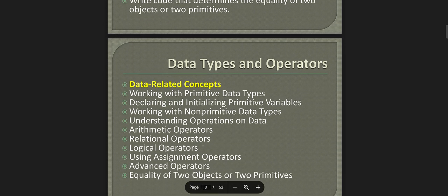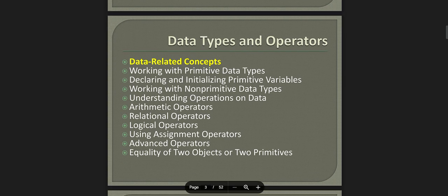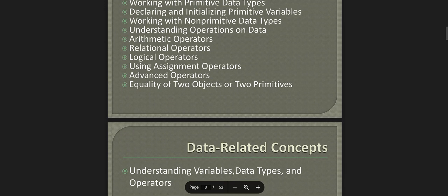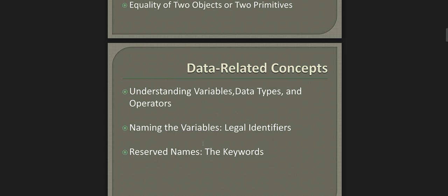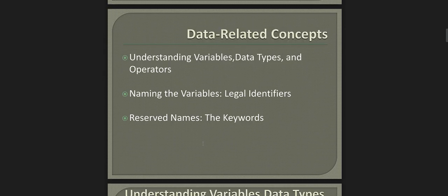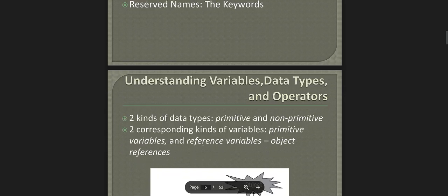Data types and operators: working with the primitive data types, declaring and initializing primitive variables, working with non-primitive data types, understanding the operators on the data: arithmetic, relational, logical, assignment, and advanced operators. Equality of two objects or two primitive data types. Related concepts: understanding variable data types and operators, naming the variable: legal identifiers, reserved names, and keywords.